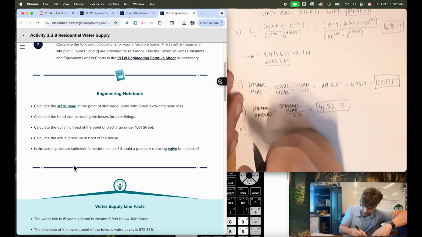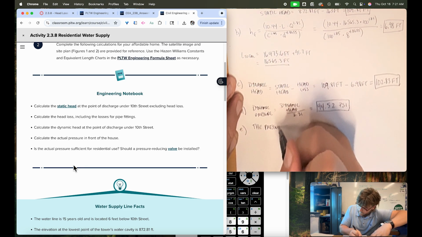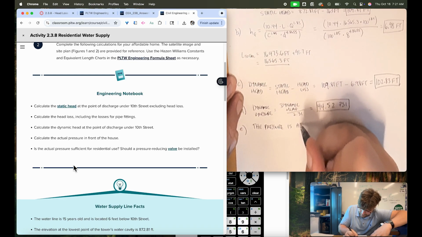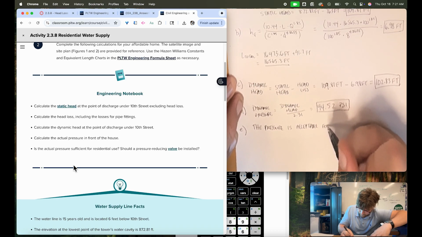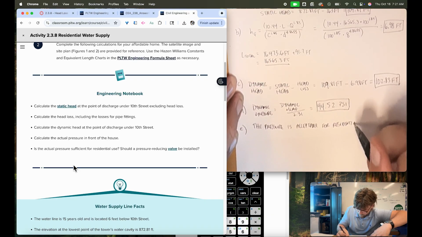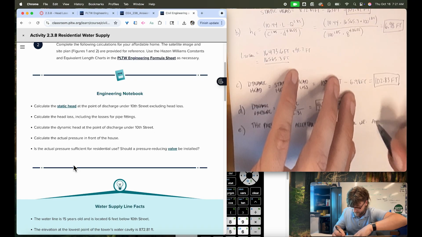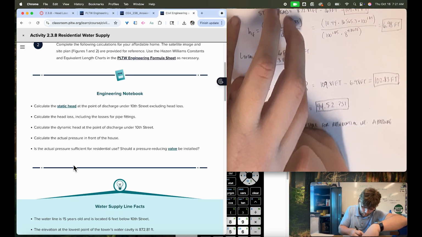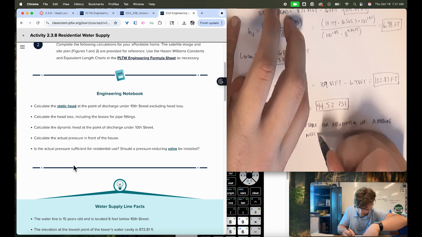So let's go ahead and write down the pressure is acceptable for residential use. A pressure reducer is not necessary.